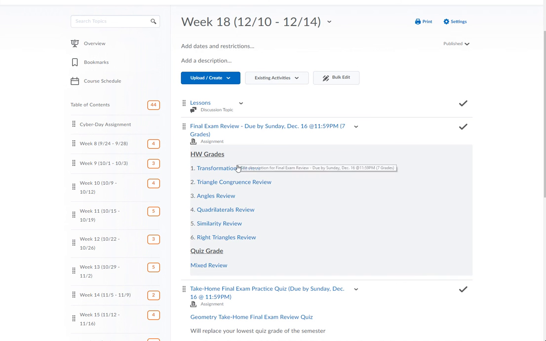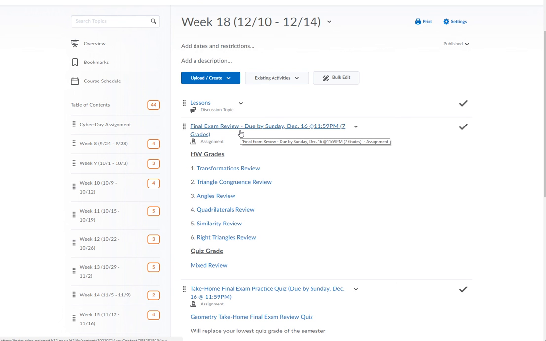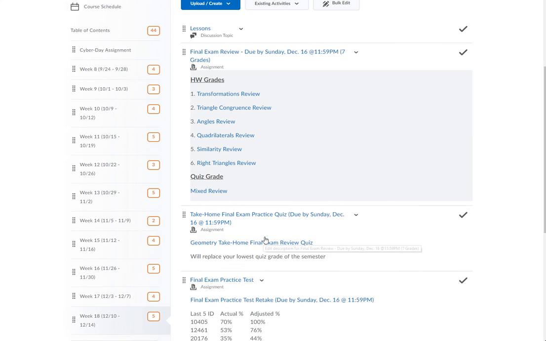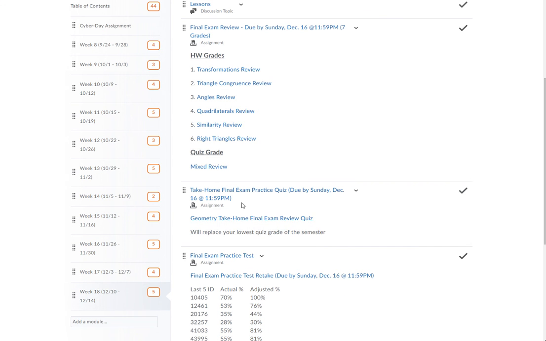So for week 18, you have the regular final exam review that's been on here since the weekend before last. This is the 7 different grades that's due Sunday. You now have this take-home final exam where you can be like, oh wow, that's so much work. Well, if you don't do it, it's not going to lower your grade. But if you do it, then it's going to replace your lowest quiz grade. So it's kind of worth your while if you spend this weekend studying. That's also due by Sunday. I have to make this due Sunday because we test on Monday. The real test is on Monday.